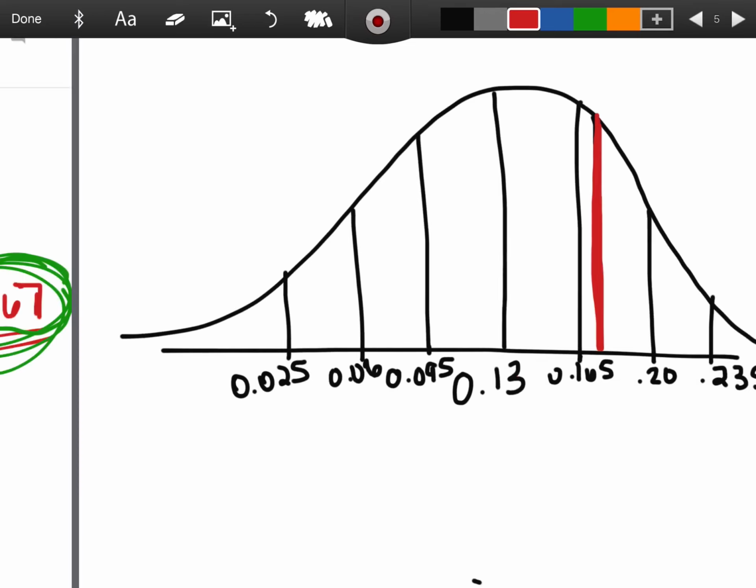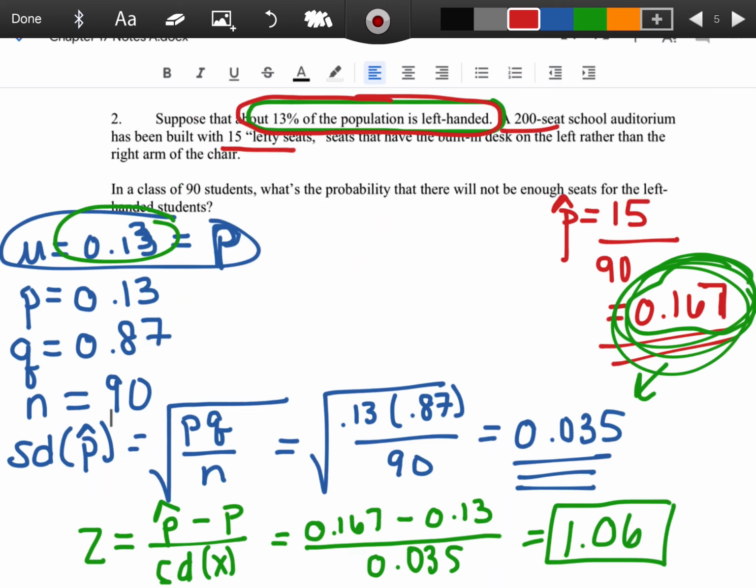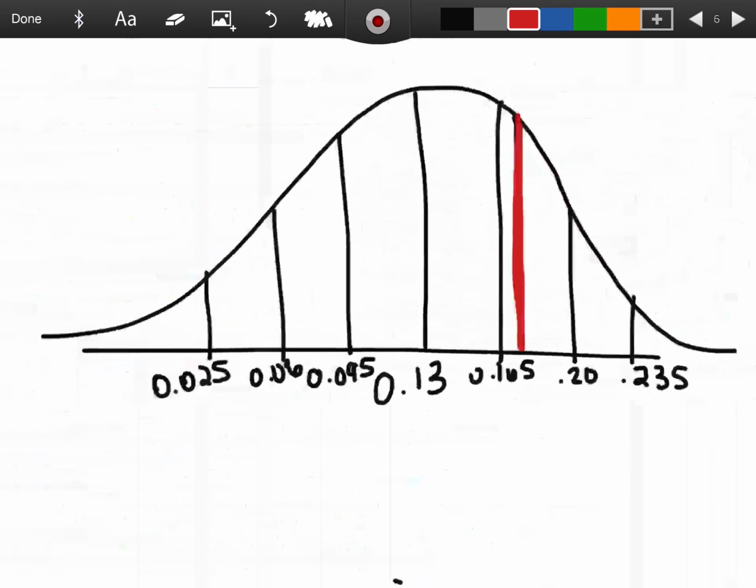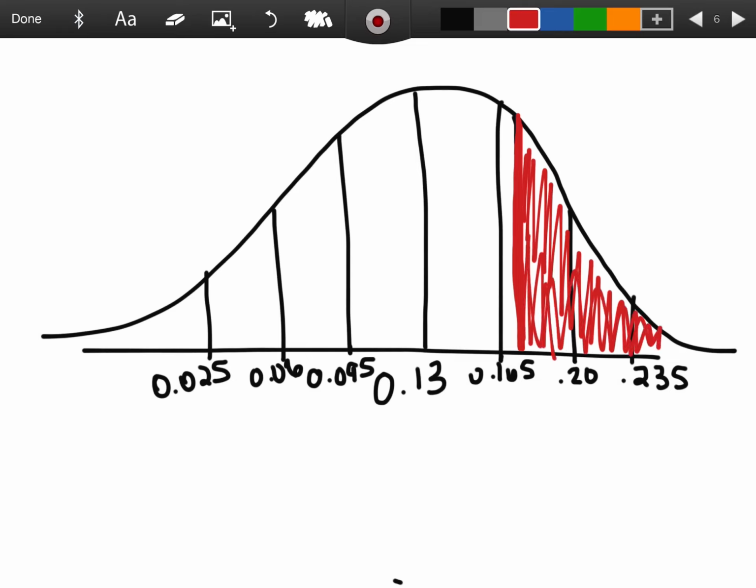So the question that we asked in the beginning says, what's the probability that there will not be enough left-handed seats for the students? That would be this, meaning what's the probability that I have more lefties than I do seats out of this group of 90? Why is it to the right of that? Because it's more than that.